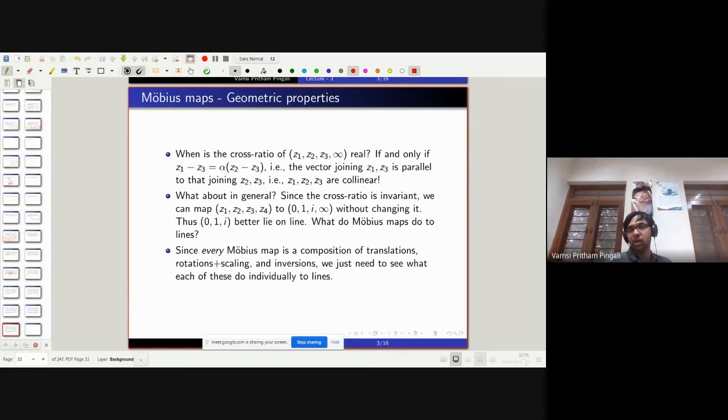Well, firstly, this one, right? What happens to cross ratios? If a cross ratio is real, what can you say about these 4 points? That's the question that motivated this. All right. So what do Mobius maps do to lines? Now, every Mobius map is a composition of these very simple ones. So in order to find out what a general Mobius map does to a line, you just need to know what these things do to lines.